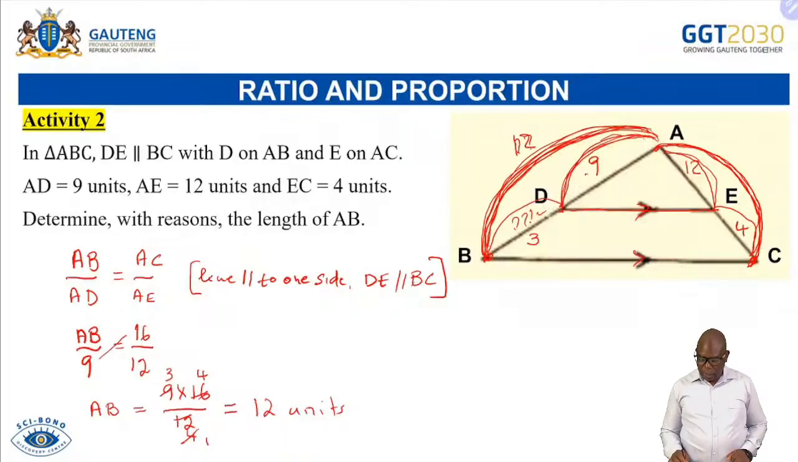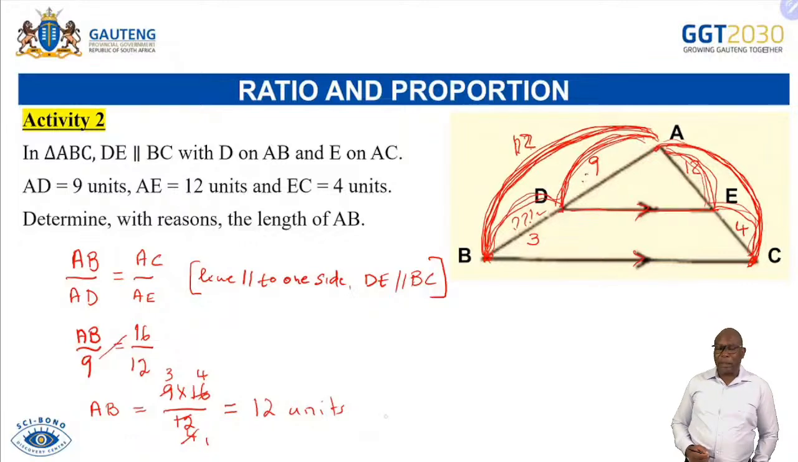So if I check, 9 over 3 must be the same as 12 over 4. 9 divided by 3 is 3. 12 divided by 4 is 3. So they're in the same proportion. That's what we're talking about. Okay. So if I go 12 over 9 must be the same as 16 over 12, which must be in the same proportion. All right.